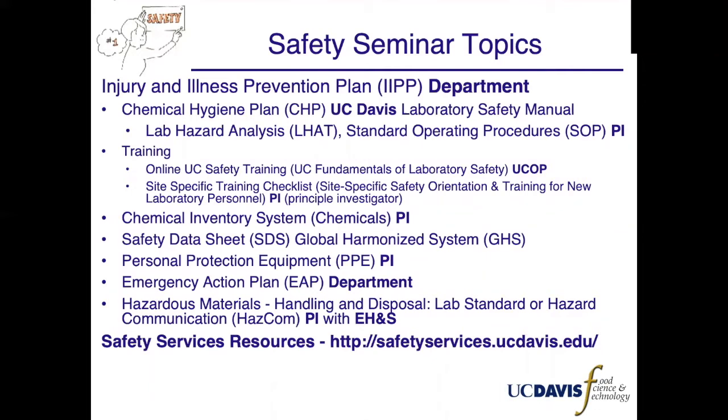The Chemical Inventory System, which uses the online tool called Chemicals, Safety Data Sheets, or SDSs, how to read them, and the Globally Harmonized System of Labeling Hazards. Personal Protective Equipment, which is provided by the PI, the Emergency Action Plan, which is provided by and specific to the department, and handling and disposal of hazardous materials in accordance with the Laboratory Standard or the Hazard Communication Standard. The Safety Services website contains many resources for all of these topics.